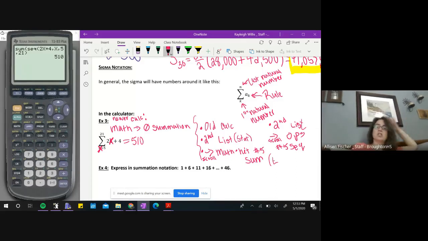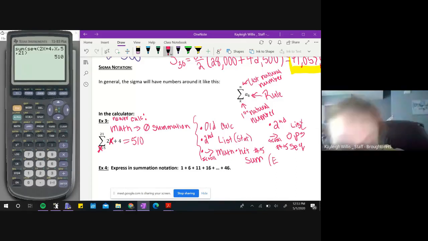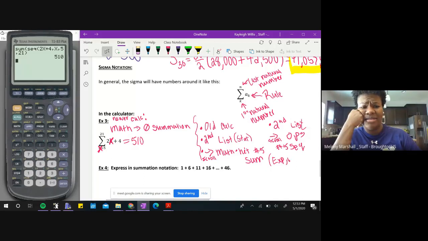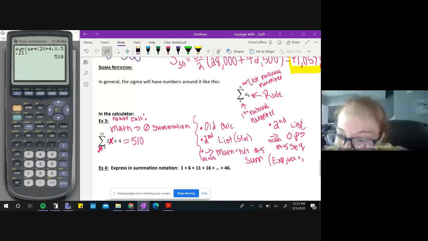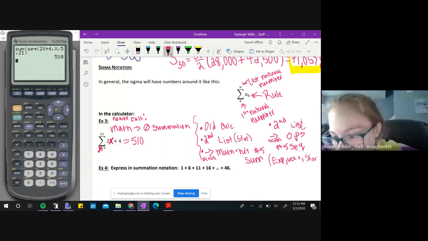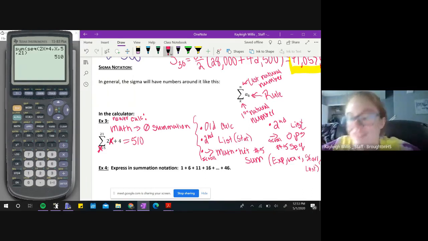So again, when you type that in, get a new calculator, or do it by hand. So it's the expression, variable, and then your starting number, and then your last number. Sorry, running out of space. I guess I could have zoomed out. So expression, variable, start, last. Ugh, this is ugly handwriting. I'm sorry, guys. But you get 510.